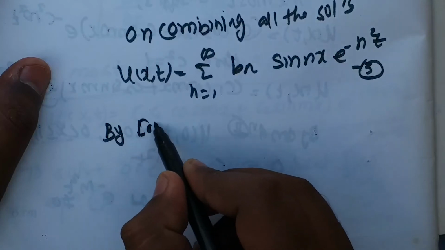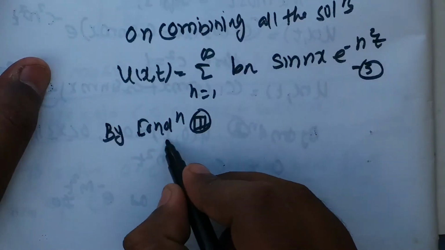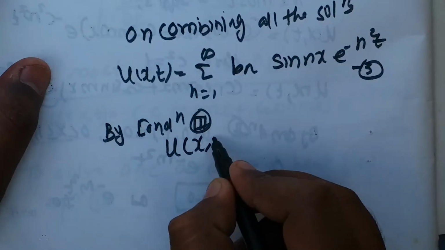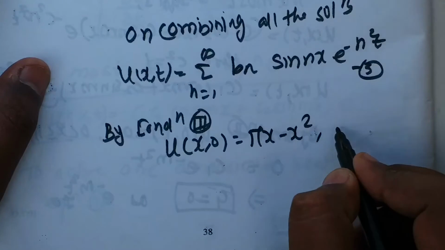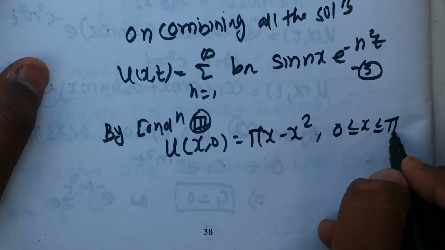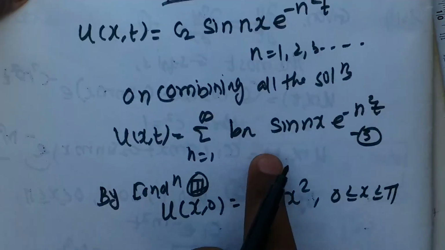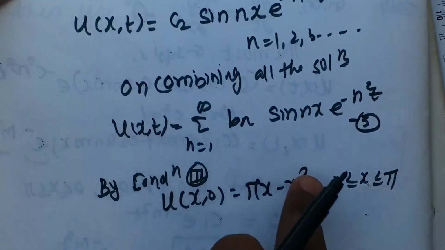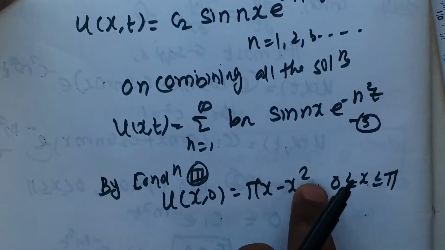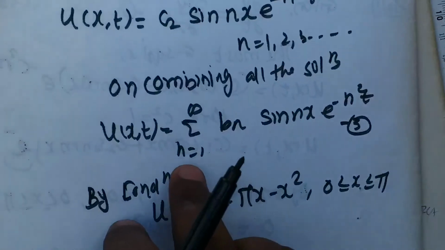By condition 3 in the problem, it is u of x comma 0. When t is 0, u of x, 0 is pi x minus x square, for 0 less than or equal to x less than or equal to pi. Now after using this condition in equation 3, the left hand side, if you put t equal to 0, will be u of x, 0, which is pi x minus x square. On the right hand side, e raised to 0 is 1, and bn sin nx will be as it is.